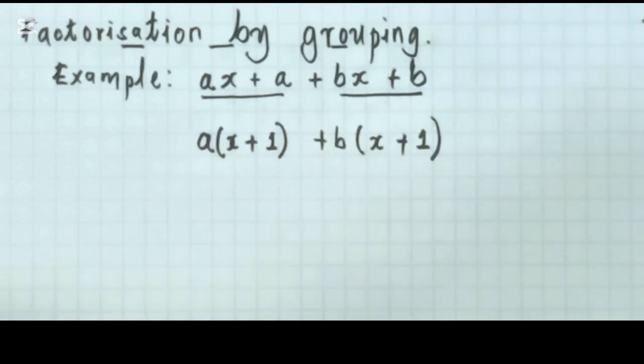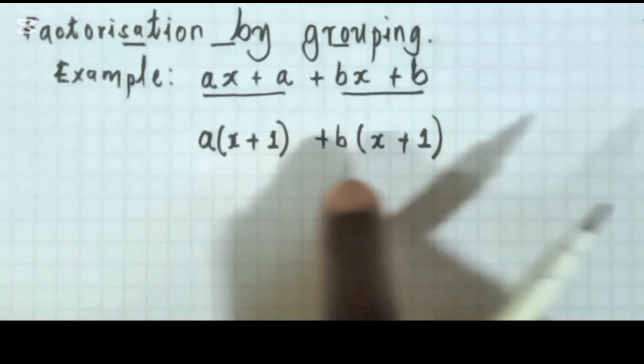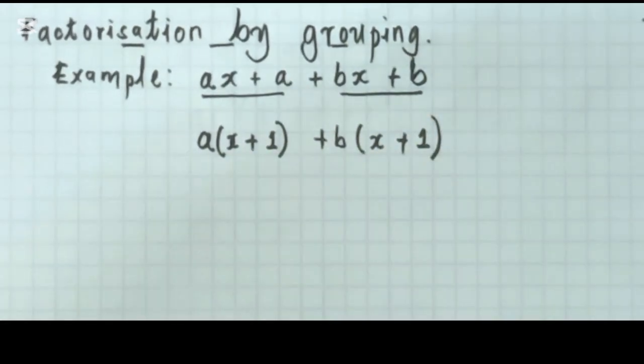And now, before I continue to the next step, I want you to note that the terms in the brackets are alike. They are identical. Note, x plus 1 is identical to x plus 1 on the other side of our factorized algebraic expression. And usually that is what you're looking for. Whenever you have those identical terms in the brackets, then you can go ahead and factorize by grouping.